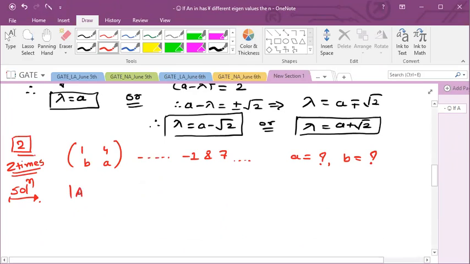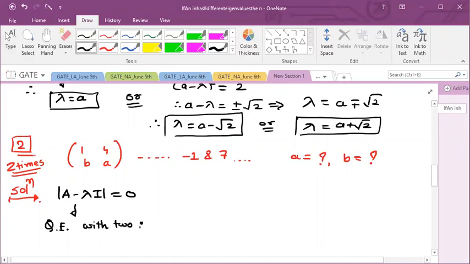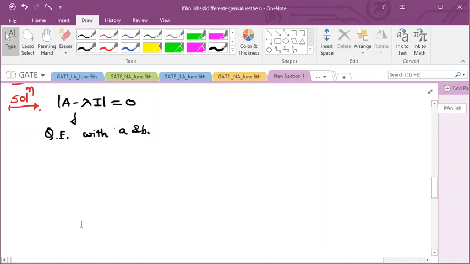to ruin your time. So if I'm using this method, understand this carefully. So determinant of a minus lambda I equal to 0. Since it is 2 by 2, I'll get one quadratic equation in terms of lambda with two unknowns, and the two unknowns will be a and b, right? So when I put lambda equal to -1 over here, you can try this method from home.